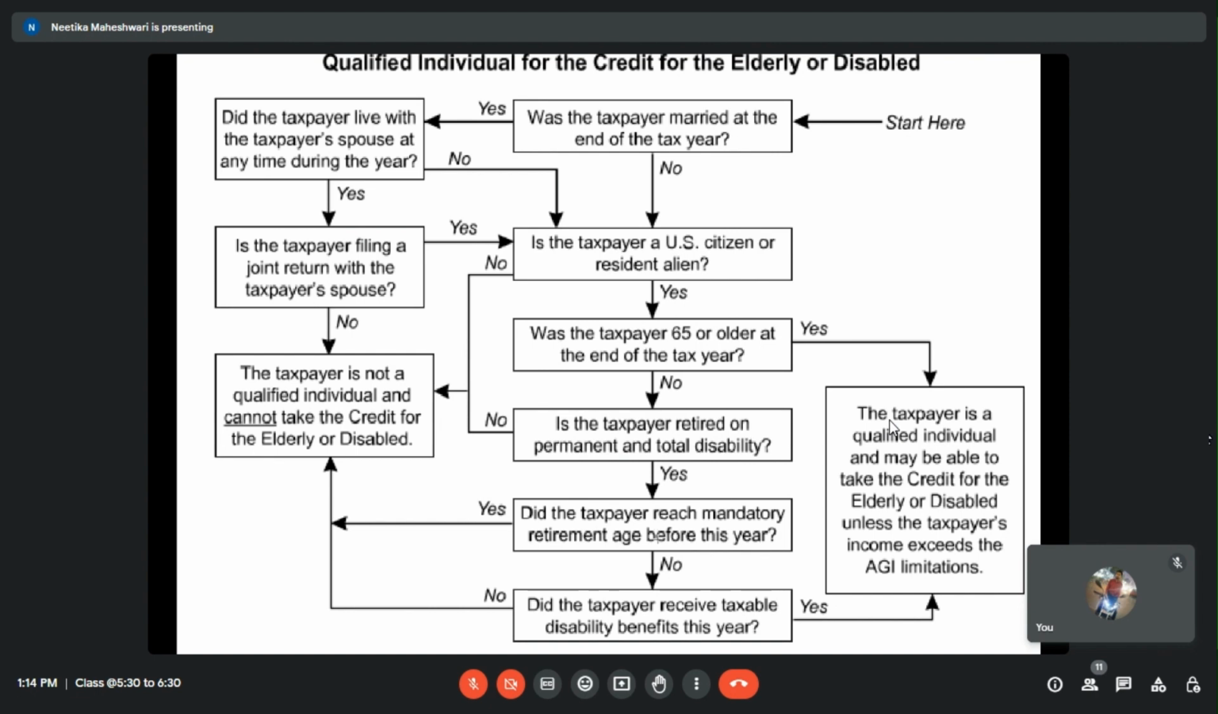And if we say no, then we have to see whether they received disability benefits. If the person is receiving disability benefits from any other organization or government, then that person can still claim. But if the person is not receiving, then they cannot claim the credit.